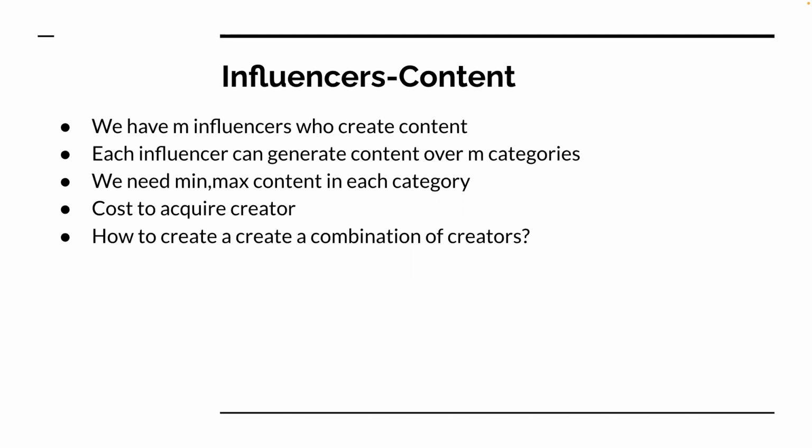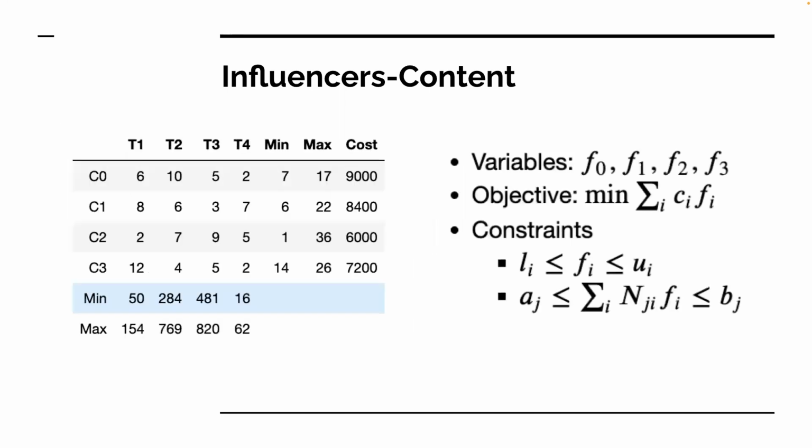Now, we also know that we don't want too much content in each category. So we want minimum content in each category, but also a maximum. We don't want to take ShareChat and make it a bhakti channel or a devotional channel. So we want it to have X percentage of content from devotional, from Bollywood, from movies, sports, and so on. So we want to have a min and max on the content that each category needs to generate. The crux here is that we need to pay some cost to the creator. Every time we want to engage a creator, we need to pay a cost. Then we want to solve the problem of how to create a combination of creators.